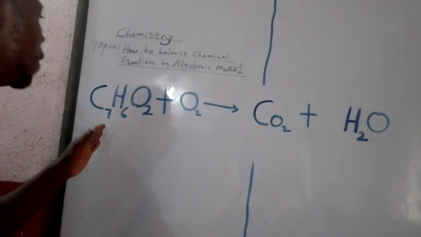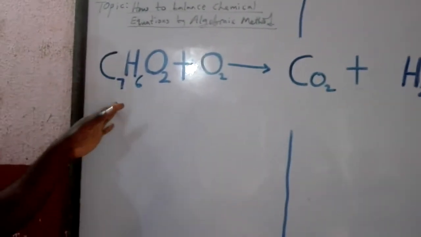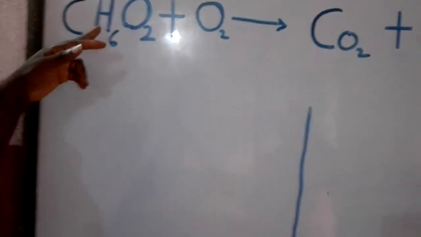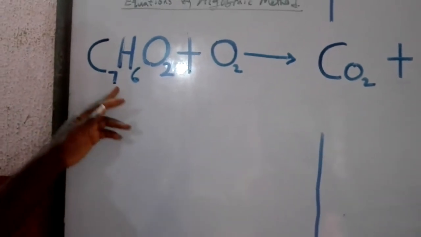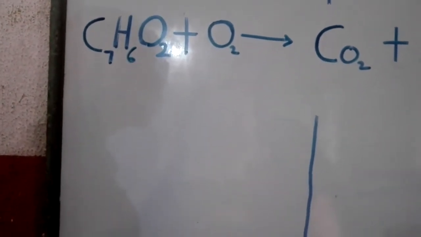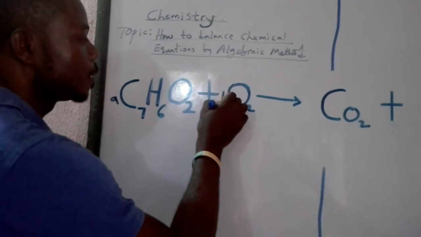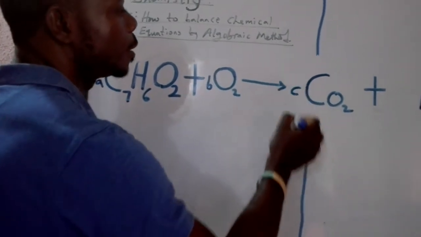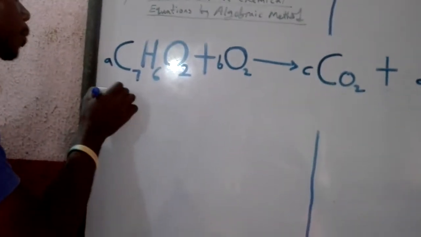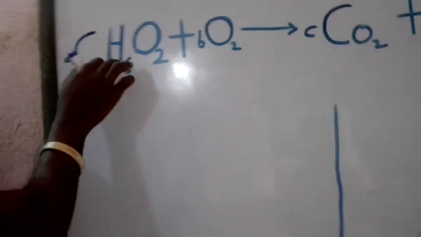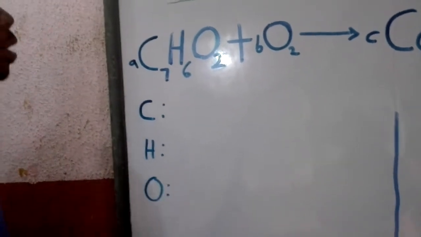Now let's start. As I told you in my last video, we have players that come to play here. So you start by checking from carbon, hydrogen, oxygen. You write the players out. But before then, you have to name each compound with a letter. You write a letter here. Now the first player that plays here is carbon. So you write carbon out, followed by hydrogen, followed by oxygen.